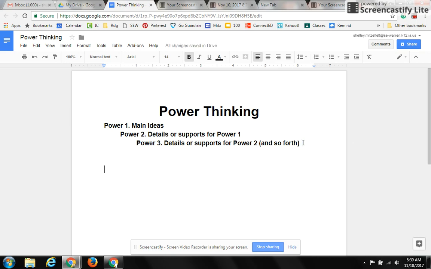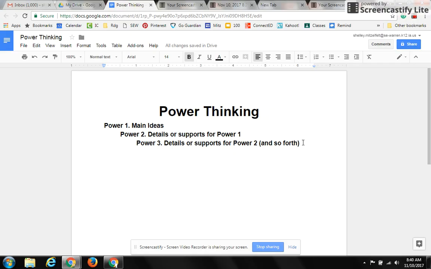So to begin with, you're going to provide this information to your students, just like this is set up here as this example. For power one, main idea. Power two, details or support for power one, and power threes are details or supports for power two, and so forth. So if you had a four, then it would be a support for power three. When you're working with power thinking, you use individual words. Later, students can incorporate sentences or phrases, but when they're first starting out, they need to use individual words.